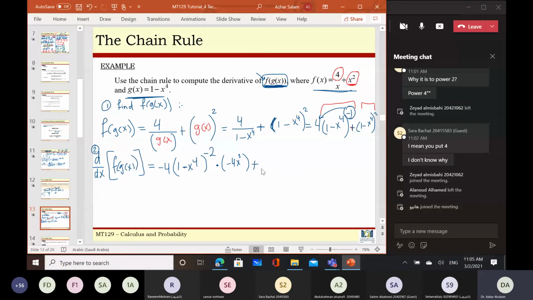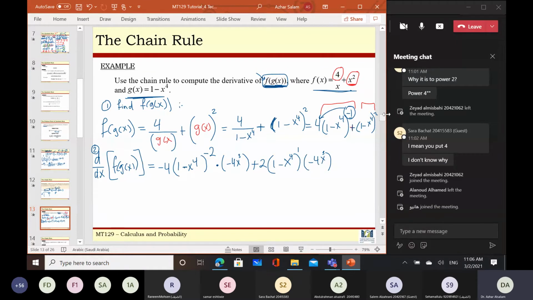Then plus. Now I will differentiate this. I will differentiate the power first. So 2 multiplied by 1 minus x to the power 4 all to the power 2 minus 1. So to the power 1. So this is of the degree 1. Multiplied by the derivative of what is inside in here. Okay, which is the same here, minus 4x to the power 3.